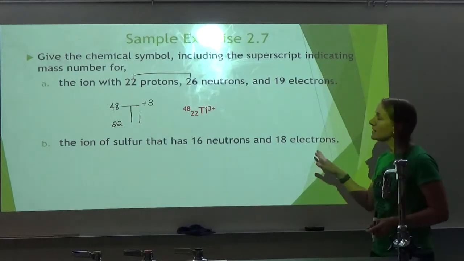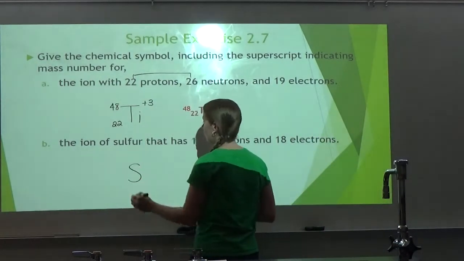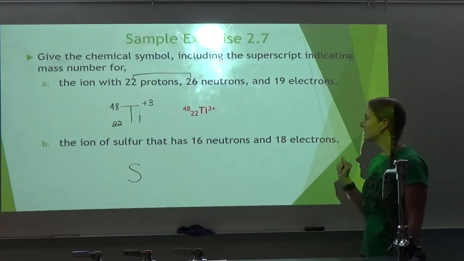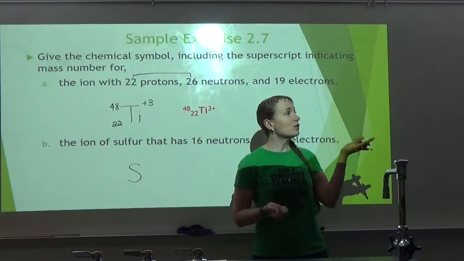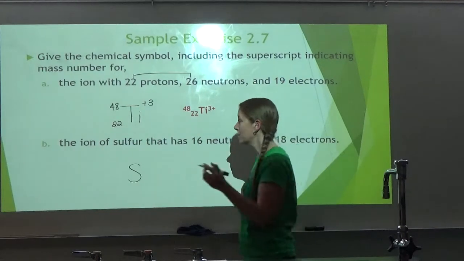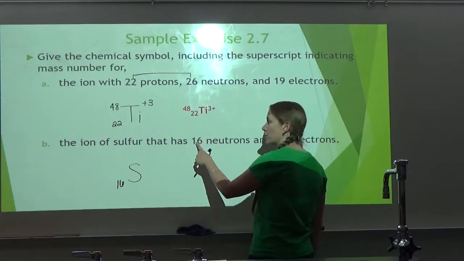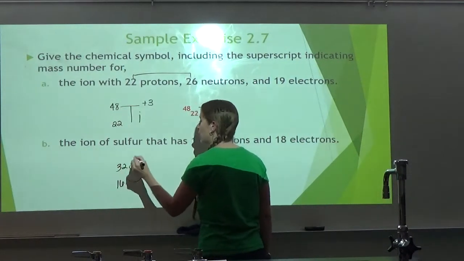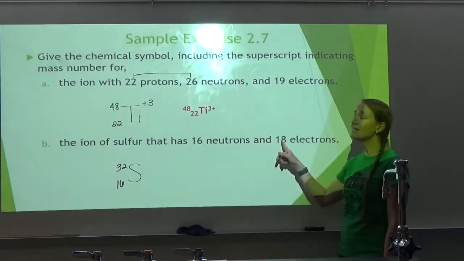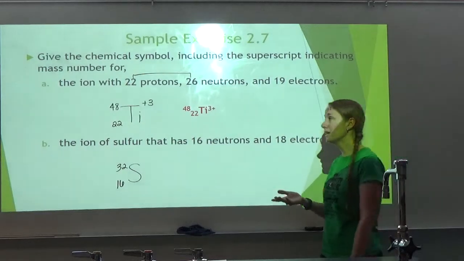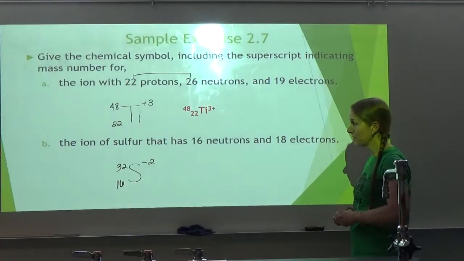All right, so let's look at our next one. It says the ion of sulfur. So this time they told me what it was, so I know it's sulfur. That has 16 neutrons and 18 electrons. Well, this time they didn't tell me protons, but it doesn't matter. I can always use the periodic table. So sulfur is element number 16. So it has an atomic number of 16. It also has 16 neutrons. So 16 plus 16 gives a mass of 32. It has 16 protons, but 18 electrons. So it's gained 2 electrons, so that gives it a -2 or 2 negative charge.